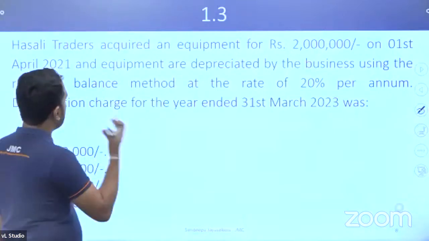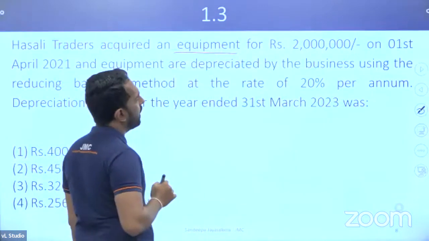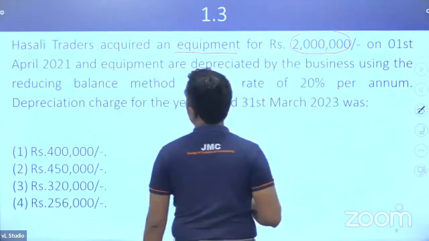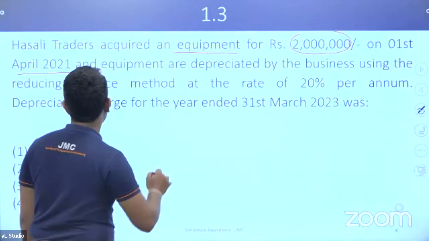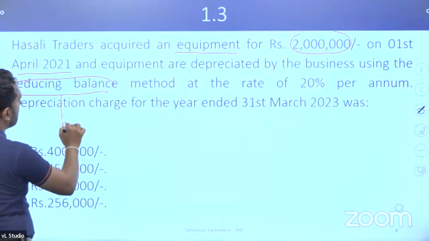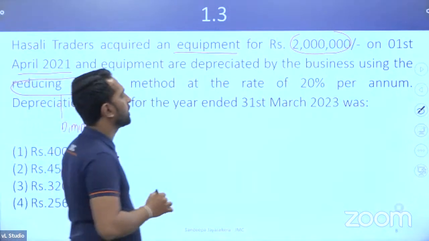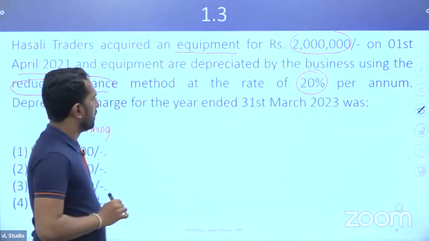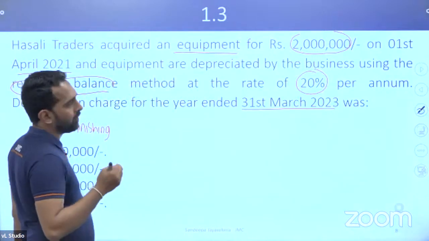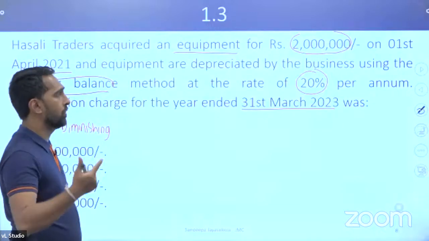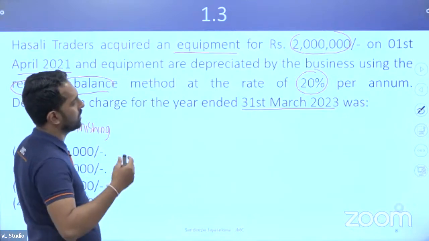1.3. It says, Hustley Traders acquired an equipment for rupees 2 million on 1st April 2021. The equipment is depreciated by the business using a reducing balance method. Another term we use is diminishing balance method, at a rate of 20% per annum. Depreciation charge for the year ended 31st of March 2023. So we have acquired in 2021, so 2022 and 2023. That means we are asking for the per annum depreciation of the second year. Second year depreciation is the question, right?